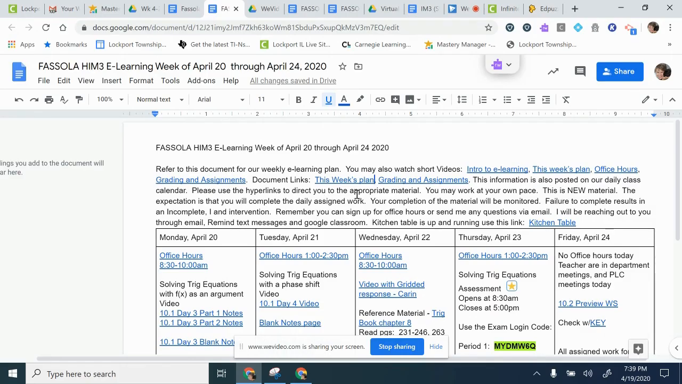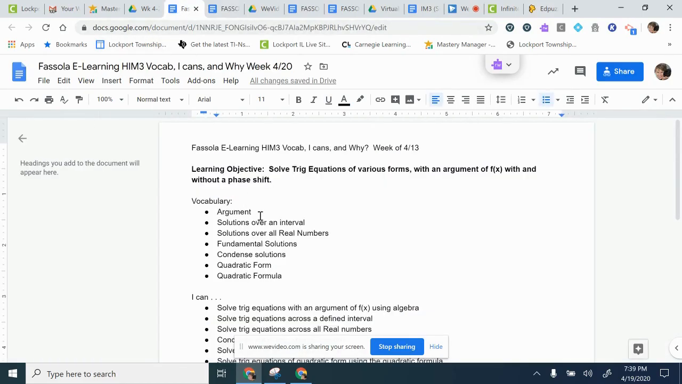If you look at the grading and assignments link docked here or the quick video, it will explain the procedure if it is not done when I check for it to be done at the end of the week, that you will receive an I for incomplete, but all of those incompletes can be addressed as we move forward in our e-learning. Going through this week's plan, we will be talking about the same things we did last week.